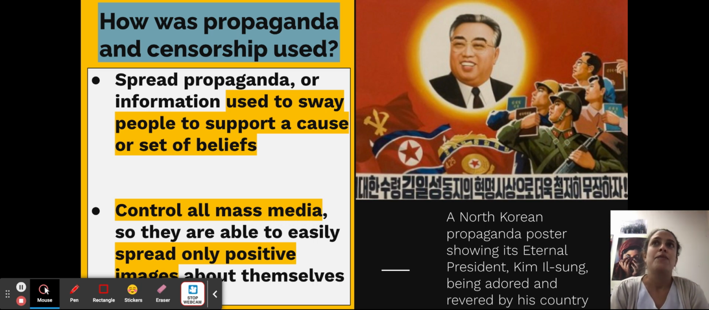If you thought that that was a way that you can spread only positive images about yourself, then you are correct. We're going to pause for a minute, and I want to make a connection to our first unit. One of the reasons we spent so long learning how to evaluate sources is because it is incredibly important as people that live in this country to be able to evaluate what is the truth and what is reliable. So we do not fall into a society where we believe everything that we read. Okay, next.